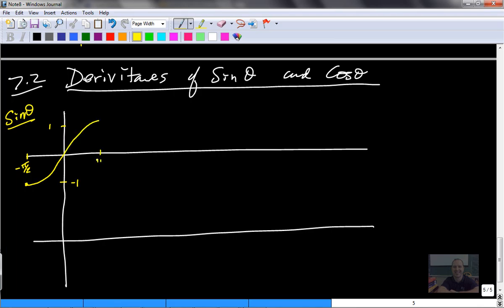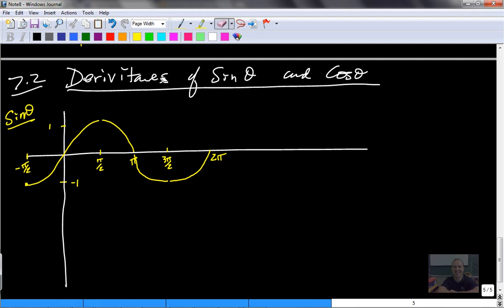That's a positive 1 at pi over 2. Come down here, pi, and a negative 1 here at 3 pi over 2, and then up here at 2 pi. Not the best graph in the world, I get it, but it's going to be pretty close. You can follow along in your textbook.